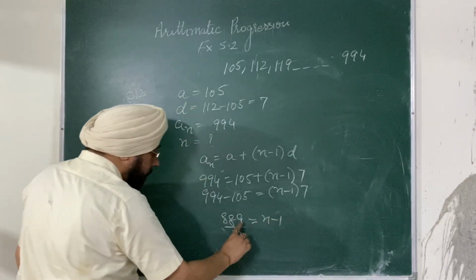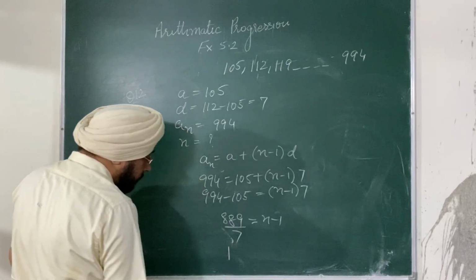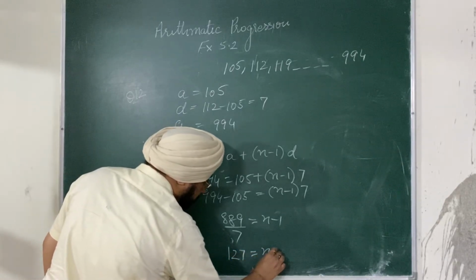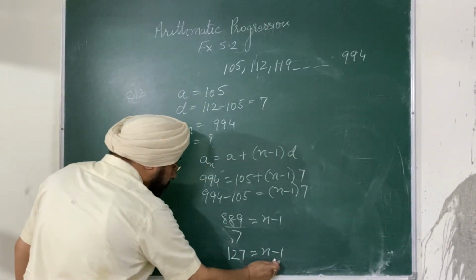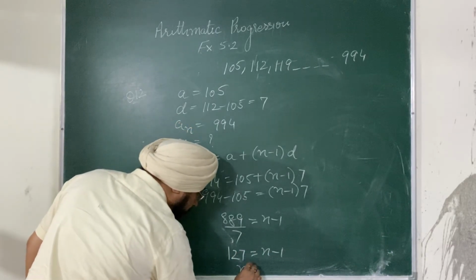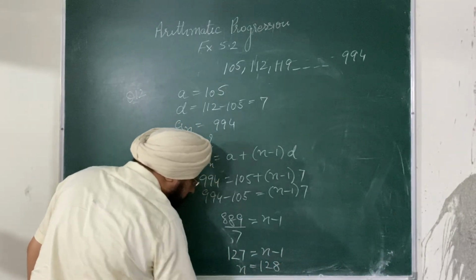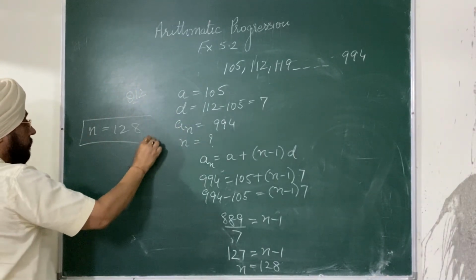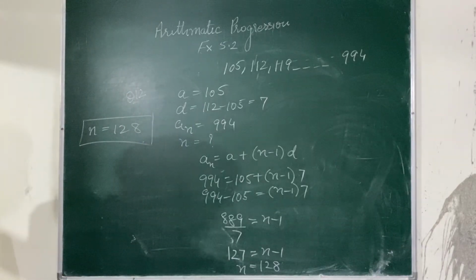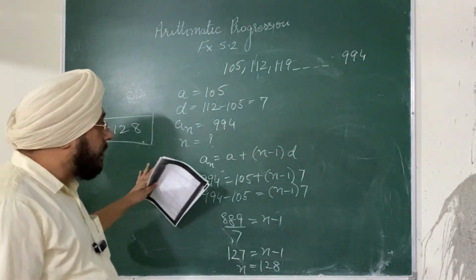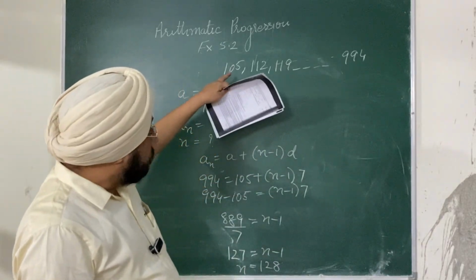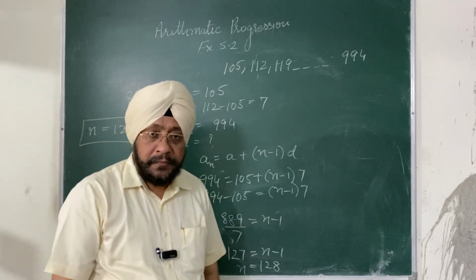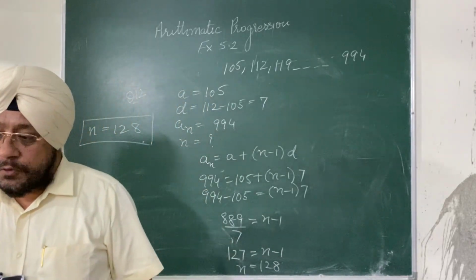So divide 889 by 7, we get 7 into 1, 7. 7 2s are 14 and 7 7s are 49. So minus 1, just bring minus 1 to this side, we get n equals 128. So it means that there are 128 terms which are 3-digit numbers and which are exactly divisible by 7. Okay, beta. So let's start with the next question.